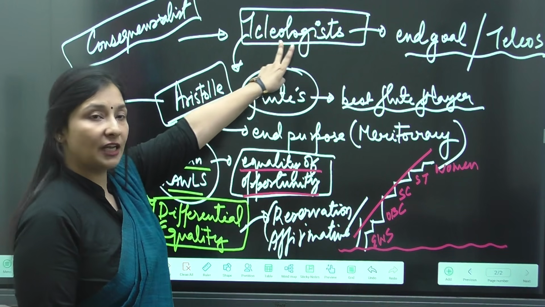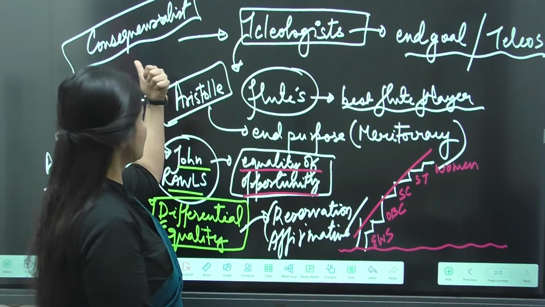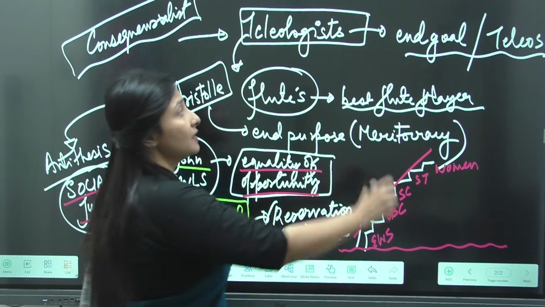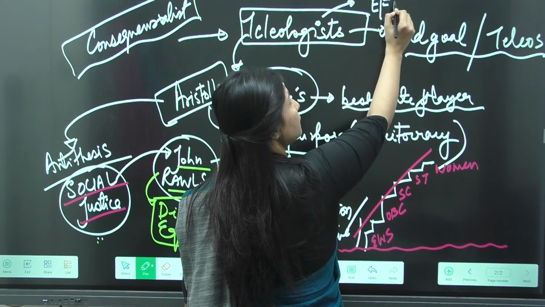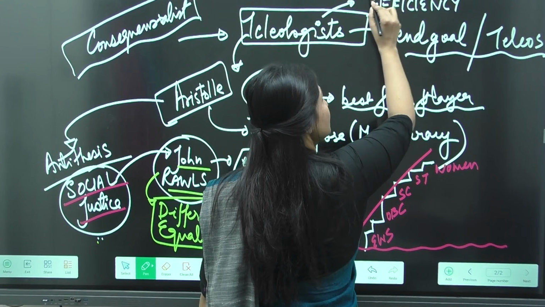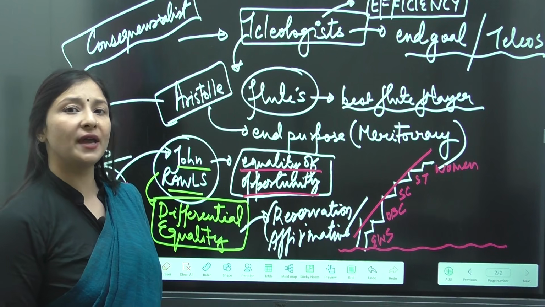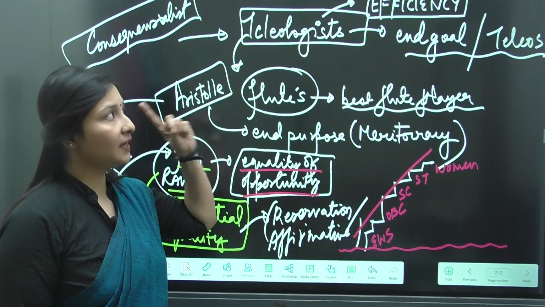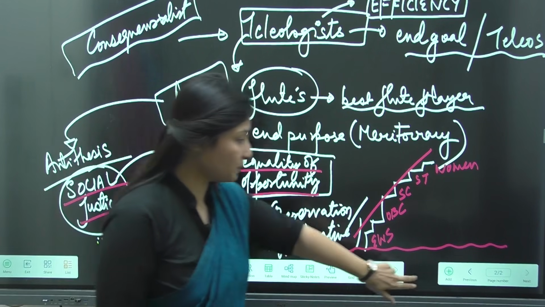What is the meaning of the teleologist? Now, these consequentialist teleologists base their whole theory on the concept of efficiency, because they want to see that the end purpose or the end consequence should be efficient. The work should get done. That is the main concept over here.